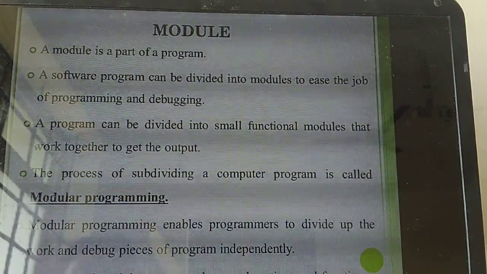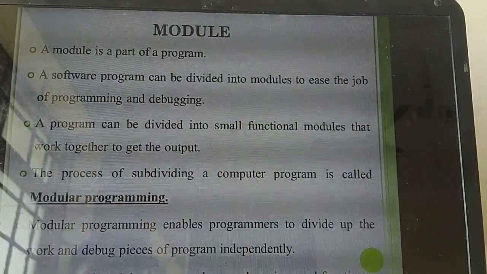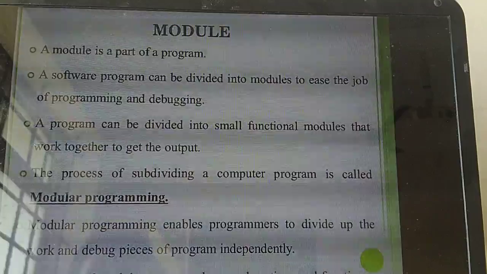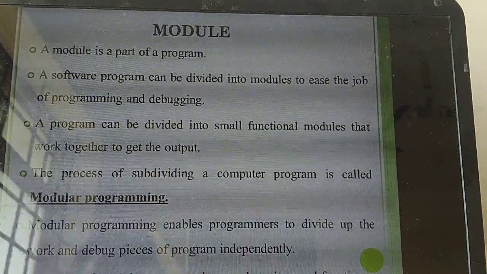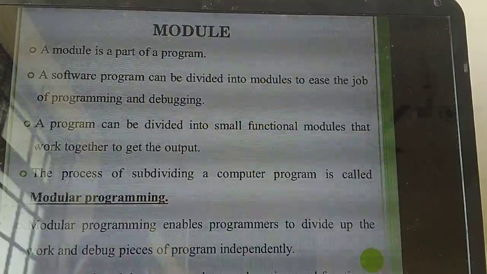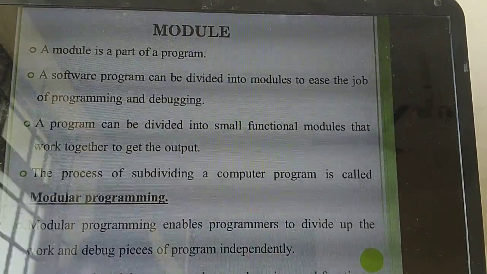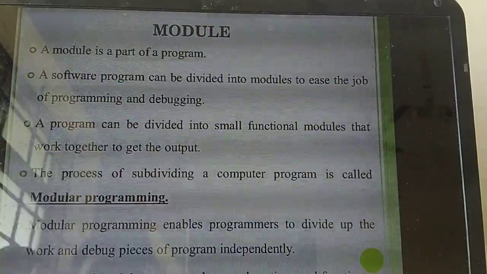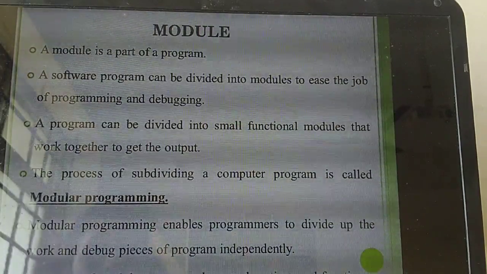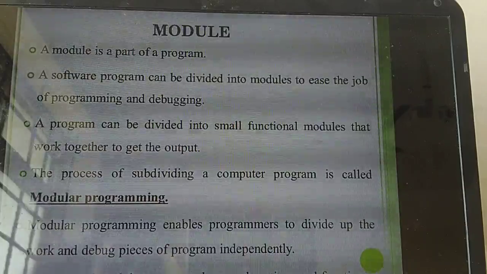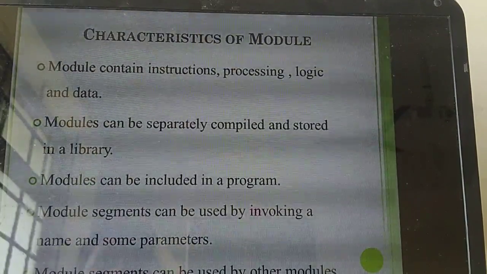So once again I am explaining. Sometimes they will ask a 2 mark question: what is a module? A module is a part of a program. A large software program is divided into small sub modules. So dividing a computer program is called which programming? Modular programming. So each of these is a modular program. These modules make our work easier, and each module is its own program and works independently. Examples are procedures, subroutines and functions. Understand now? Yes.